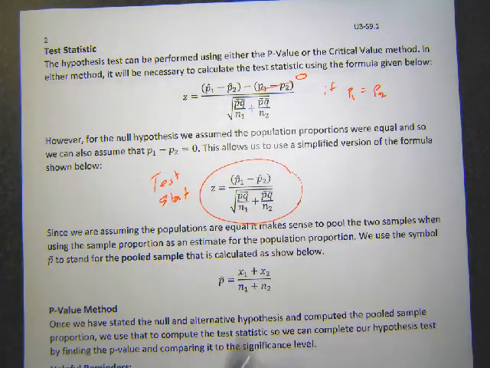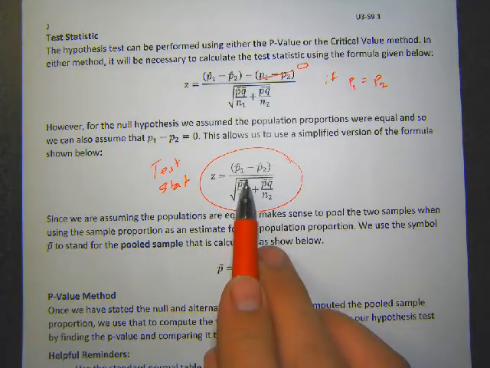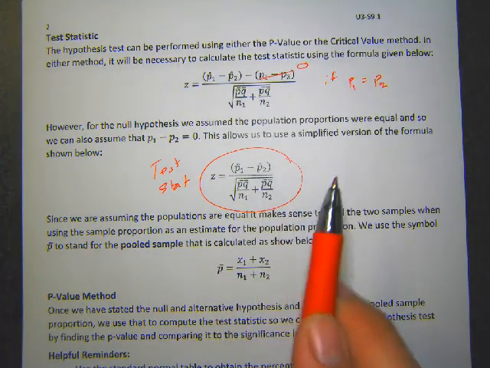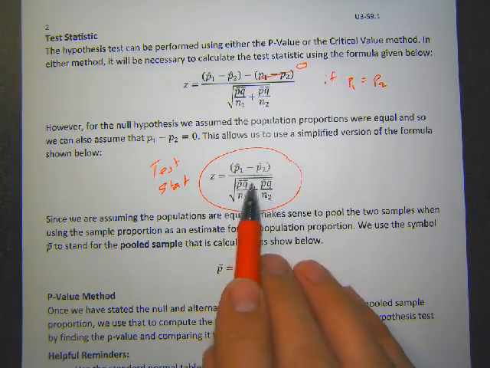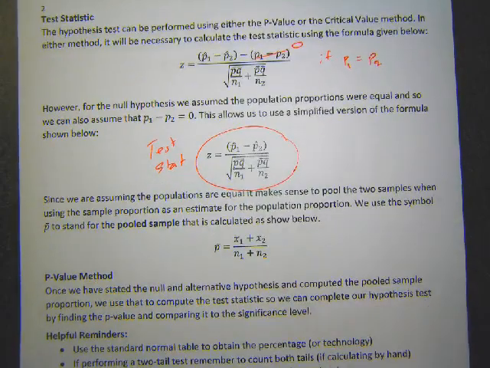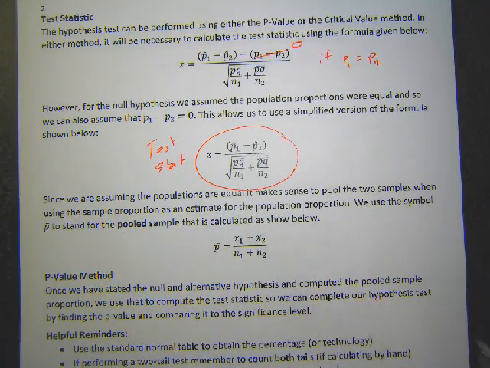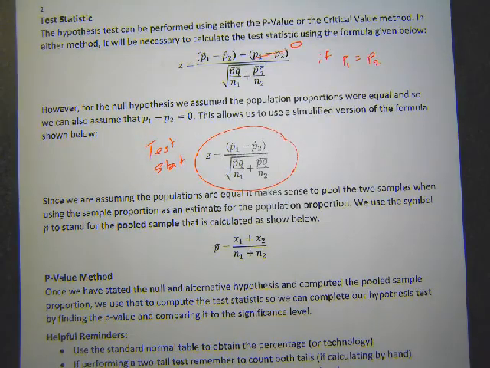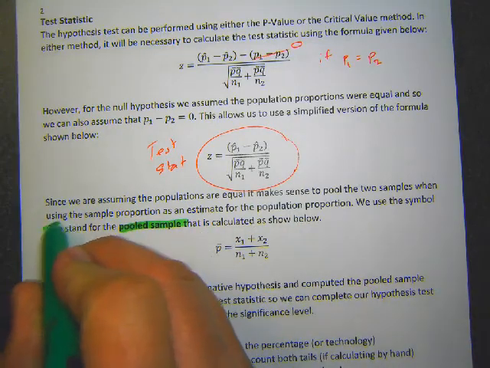This formula, where we take the difference of the two sample proportions divided by the square root of p bar and q bar, and then the sample sizes and all that stuff. And this will just give our test statistic. We'll talk about what p bar is in a second. What p bar, q bar is actually saying is, because we're assuming the populations are equal, it makes sense to pool the samples when we're using the sample proportion. So actually pool the samples, and that's the pooled value. So this p bar is actually the pooled sample proportion.